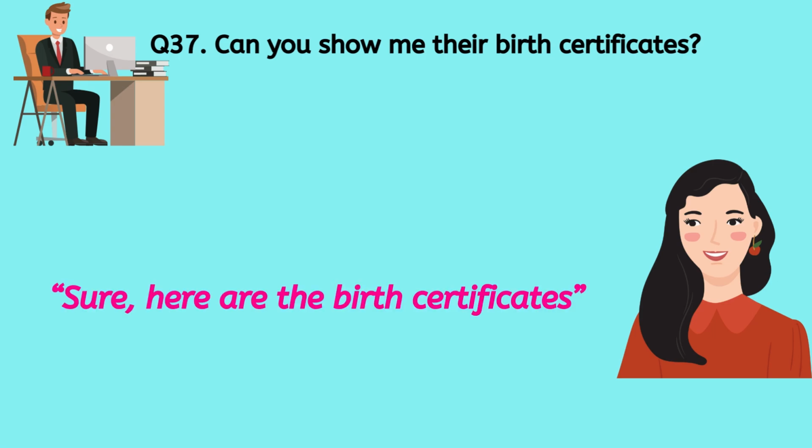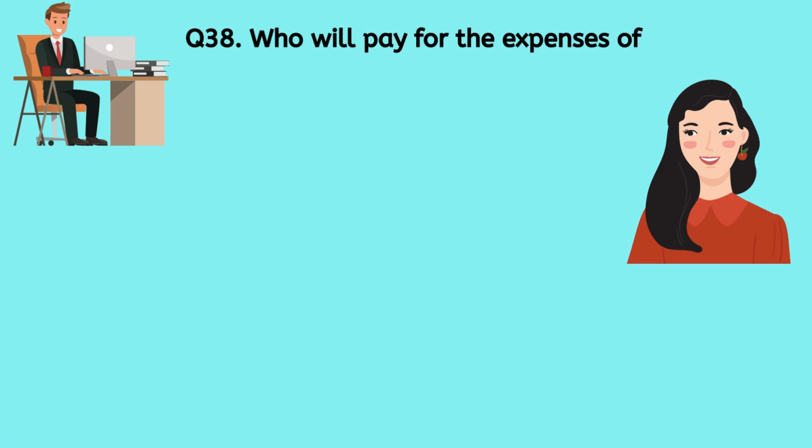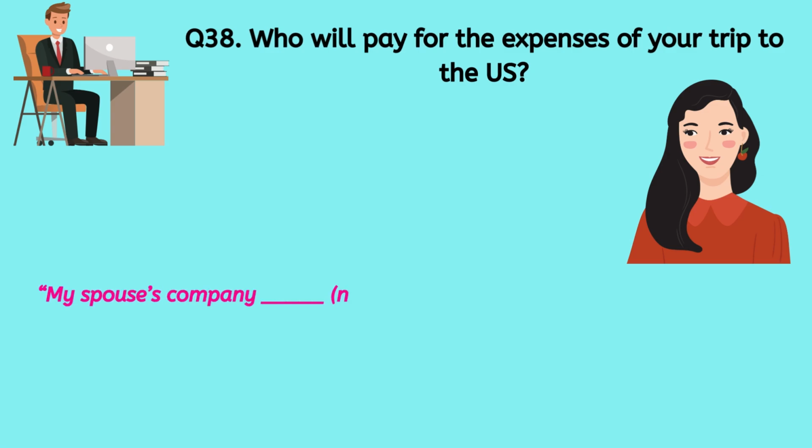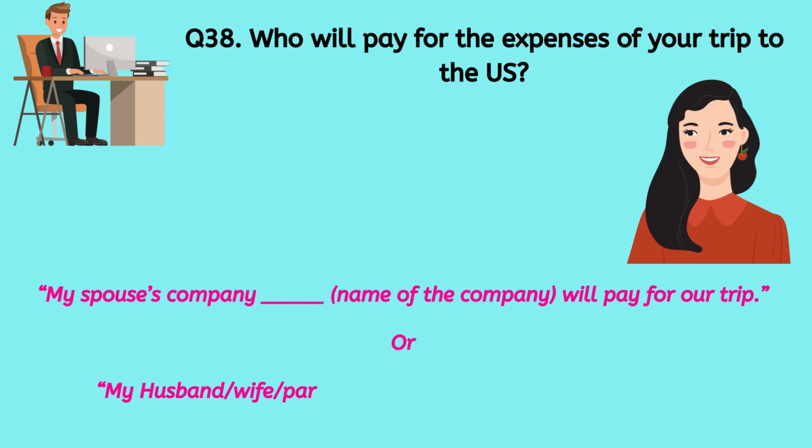They might ask you, who will pay for the expenses of your trip to the United States? Now, if your spouse's company will pay for your travel, you can always mention, my spouse's company, whatever is the name of the company, will pay for our trip. And if you will be traveling on your own expenses, then mention that I will be paying for our trip to the United States, or my husband or my wife will be paying for our trip to the United States. Or it could be my parents will pay for my trip to the United States.